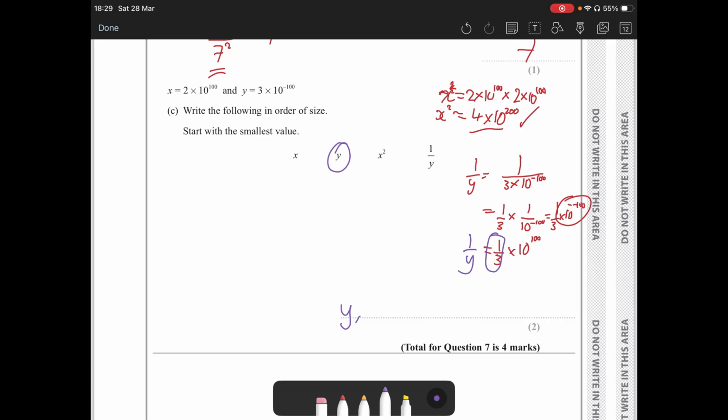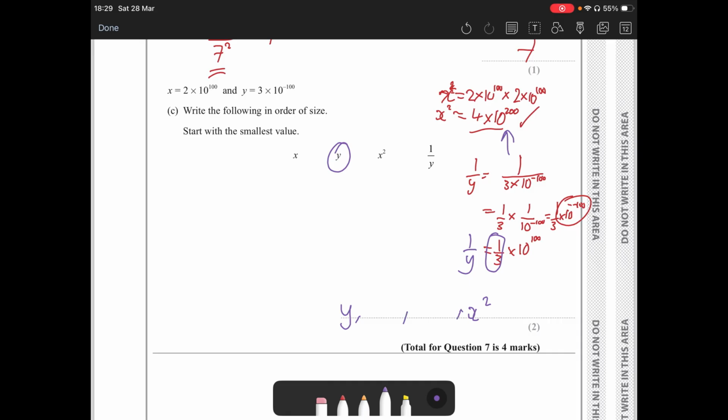Secondly, the next number along, clearly x squared is the biggest, right? Because this is sort of 10 to the power of 200. It's going to have, roughly speaking, an extra 100 zeros on 1 over y and x. Fair enough. So we'll leave x squared last.